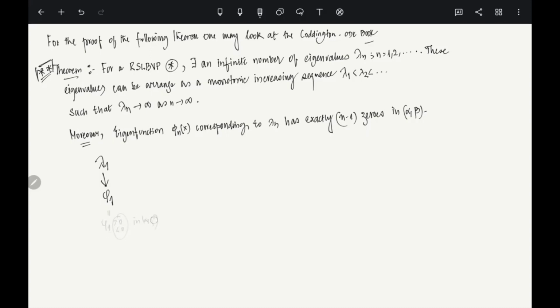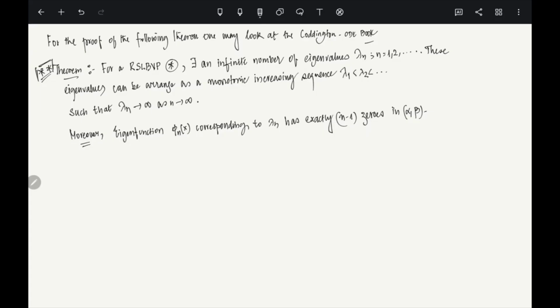Right. What about phi 2? How many zeros does phi 2 have? Corresponding to lambda 2, you have phi 2, and phi 2 will have exactly one zero. So there exists some x naught between alpha and beta such that phi 2 of x naught is 0. So it's a brilliant theorem, and a very, very important one, because it actually guarantees the existence of eigenvalues. Again, I am not proving the theorem, and if you want, you can go through it using the Coddington book, not the Levinson book.